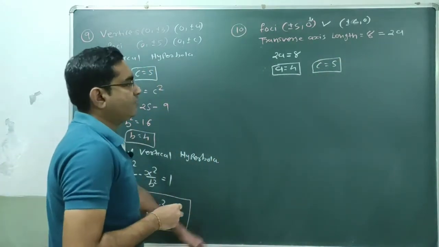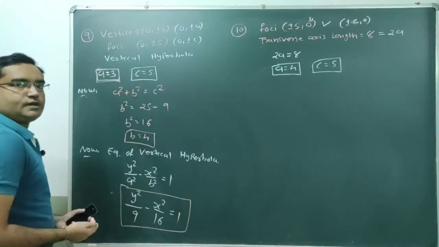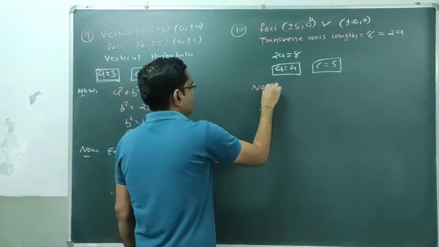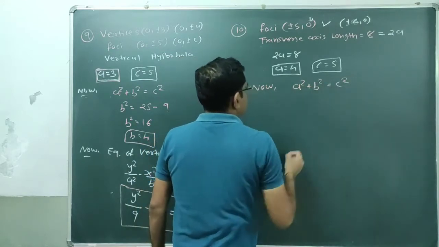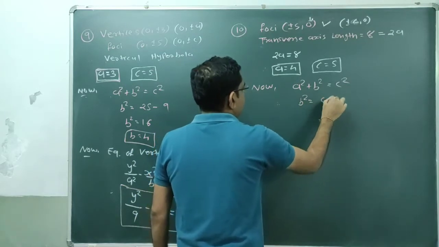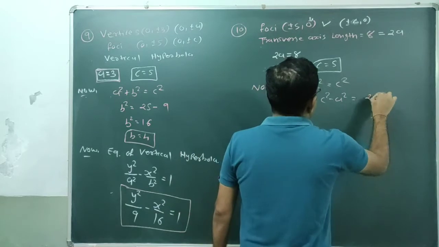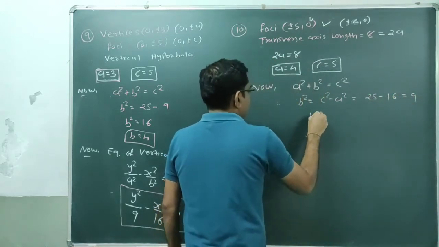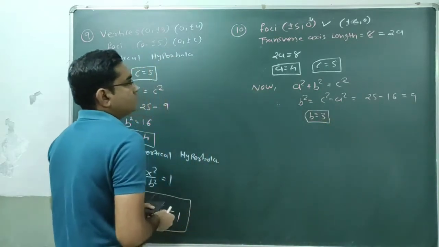So again, we are getting the values of a and c. Done. Now next step, we have this formula. So now we can write a square plus b square equal to c square, and therefore b square will be c square minus a square. So it's c square 25 minus 16, that is equal to 9. So b will be 3.